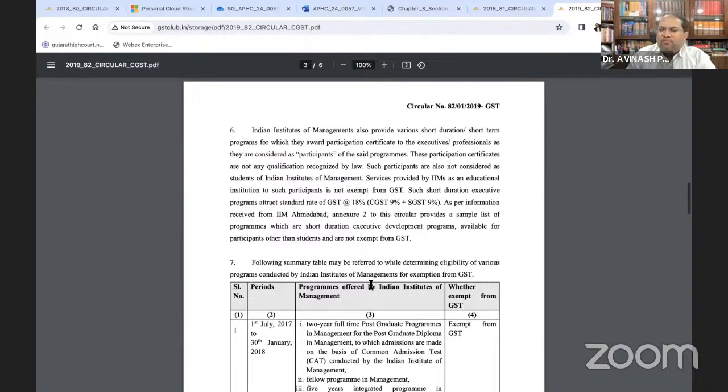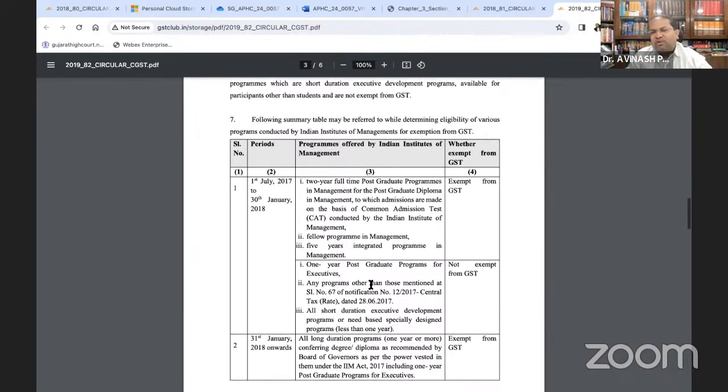As per information received from IIM Ahmedabad, Annexure 2 to this circular provides a sample list of programs which are short duration executive development programs available for participants other than students and are not exempt from GST. So therefore, they are clarifying.